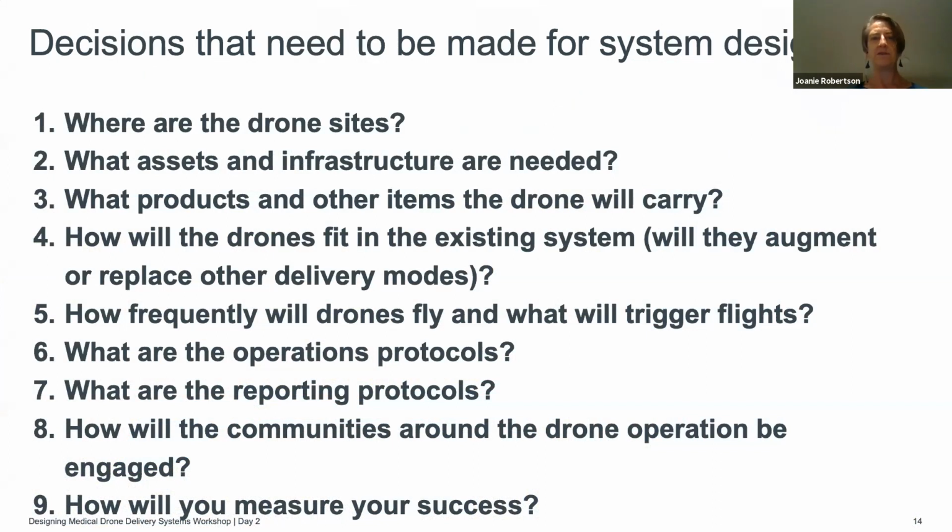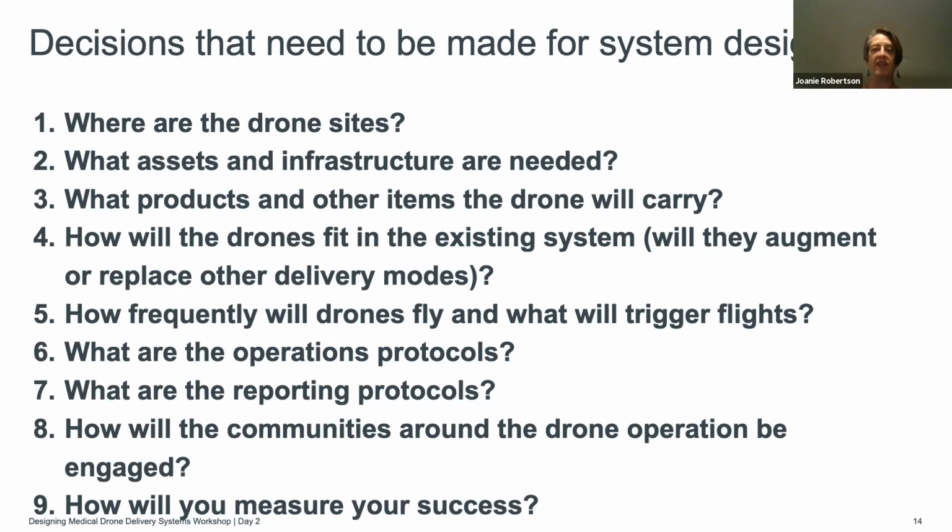So this list comes from an agenda of an actual system design workshop that VillageReach conducted. And we're going to follow this set of questions as we go through our virtual workshop when we start in a few minutes. So deciding where to position the drone sites, where can you land and where will you base the drones? What assets, how many drones, and what infrastructure are needed? What products and other items will the drone carry? How will the drones fit in the existing system? Will they augment or will they replace other delivery modes?